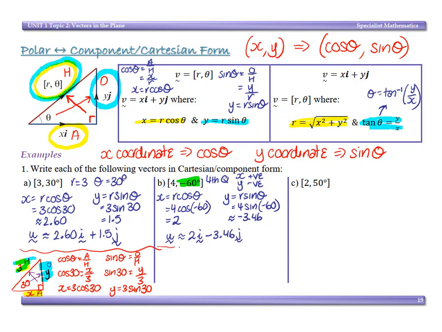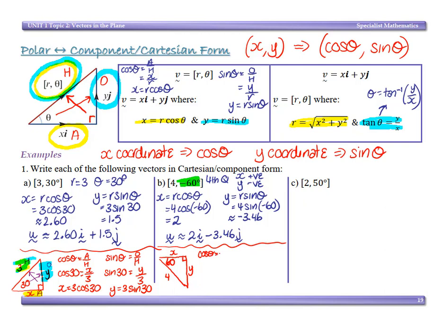Now, if you didn't use the formulas and you used your diagram, make sure you draw your diagram in the direction it's meant to be. Okay, so fourth quadrant, your triangle goes down. So this angle is 60. And there's my 4, there's my x, there's my y. So nice and straightforward, just like before.